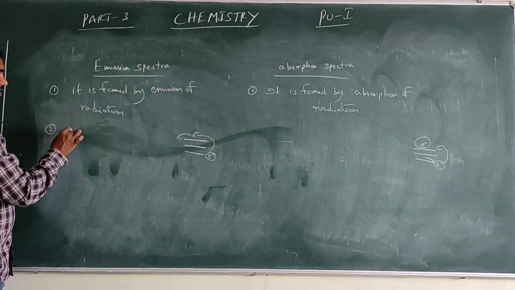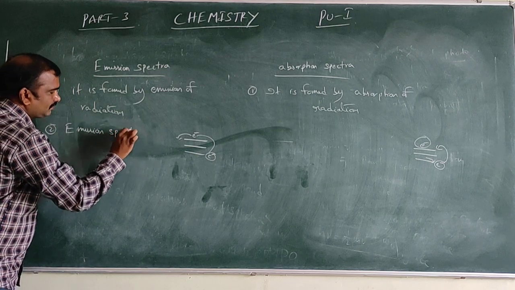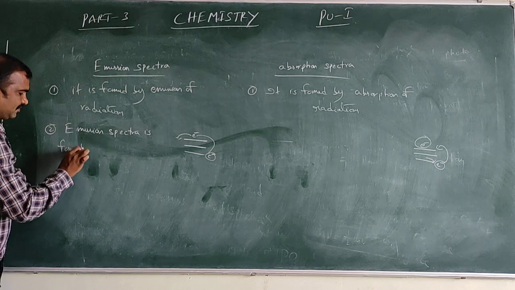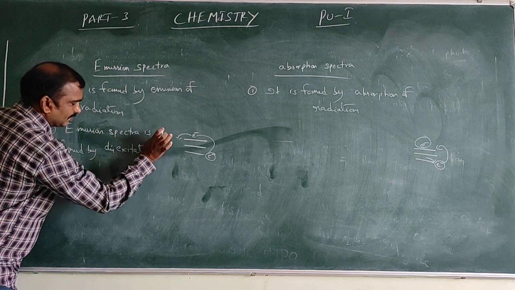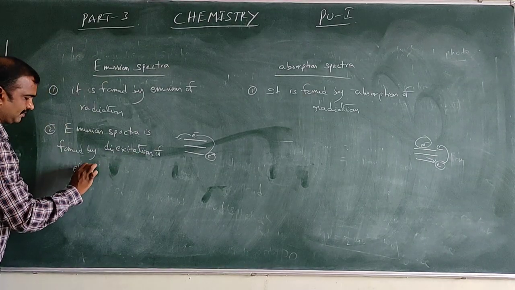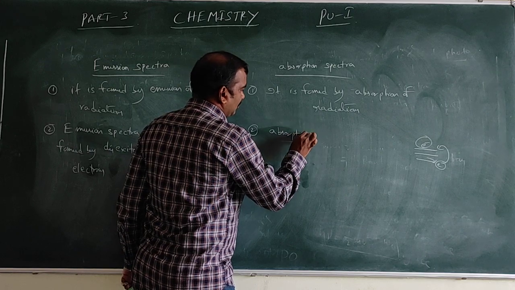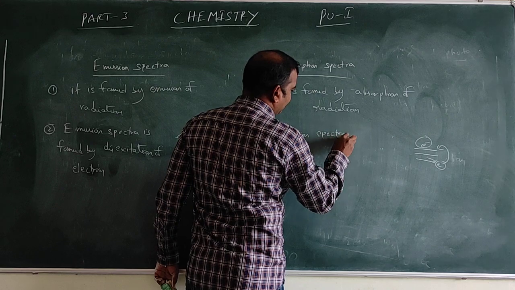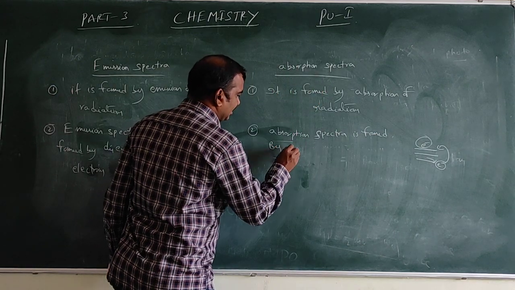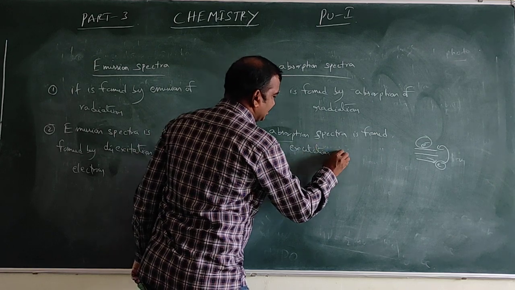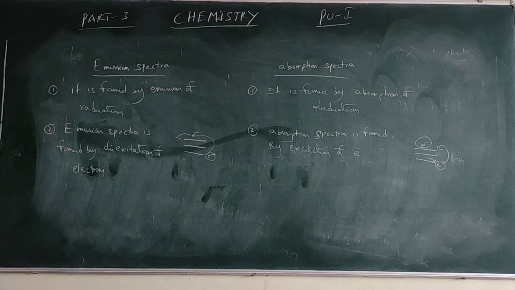So here we can write the point as: emission spectrum is formed by de-excitation of electrons. What about here? Here discontinuous, de-excitation, there excitation.